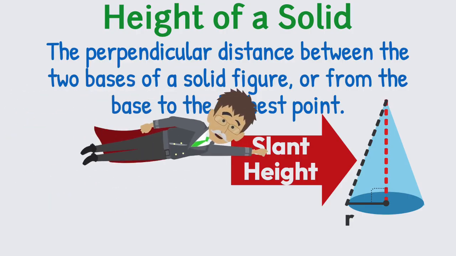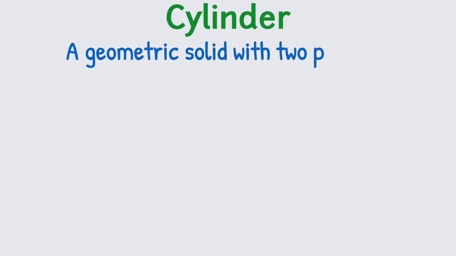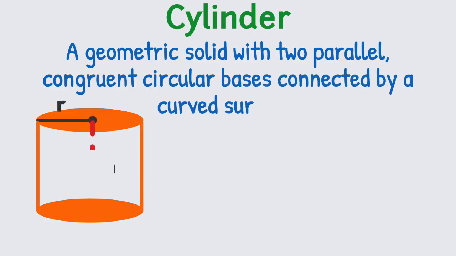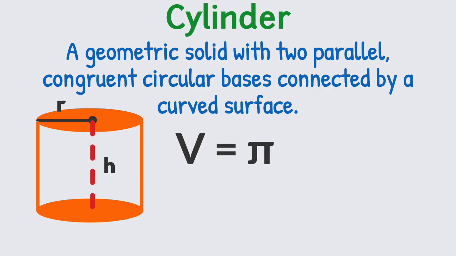Now let's meet the curved solids one by one. Cylinder: a geometric solid with two parallel congruent circular bases connected by a curved surface. We use the formula volume equals pi r squared times height to calculate the volume of a cylinder.